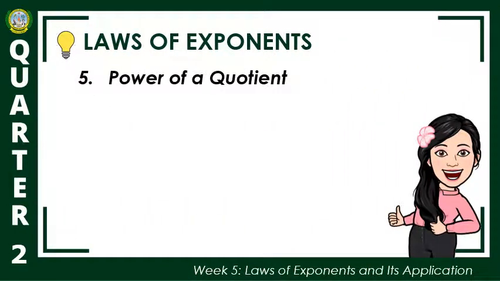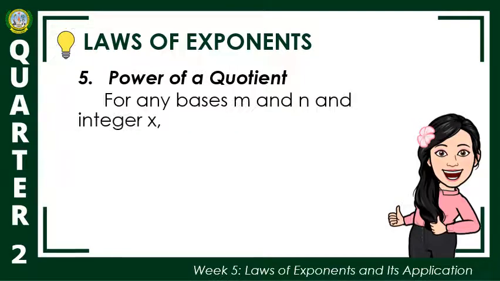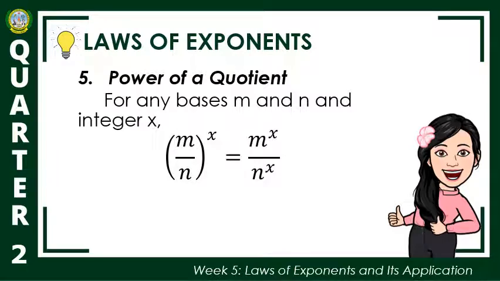For the last rule or last law, we have the power of a quotient. So, medyo similar lang siya dun sa power of a product. For any bases m and n and integer x, m divided by n raised to the power of x can also be written as m raised to x divided by n raised to x. So, as you can see, dinistribute lang po sa numerator at denominator yung exponent na x. So, apply po natin, ha?